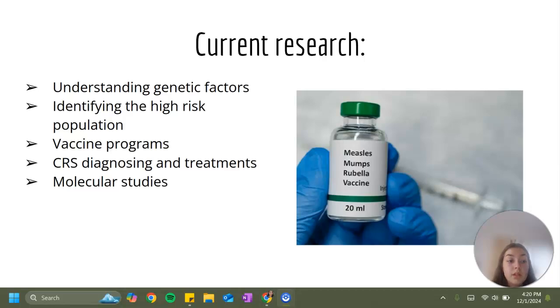We also would like to do molecular studies to further analyze the genetic makeup of the rubella virus so that we can understand its evolutionary process and the potential for emergence of new variants. And so that if we need to improve the vaccine in order to prevent rubella that has evolved, we are able to do so.